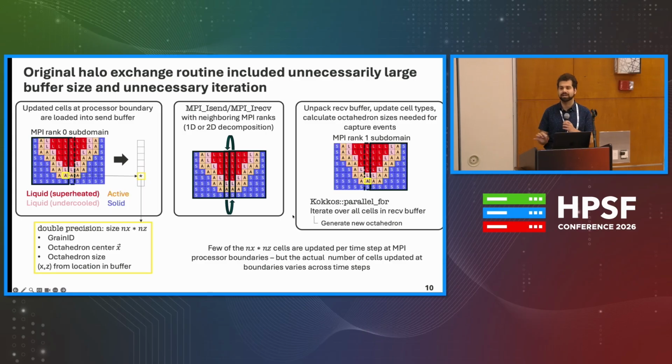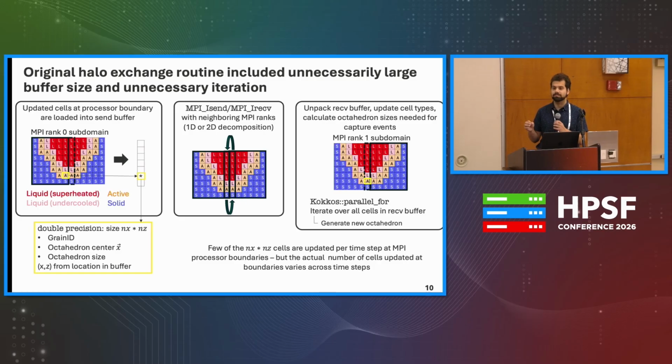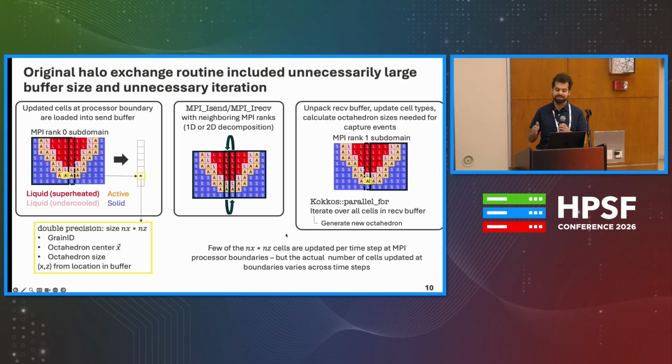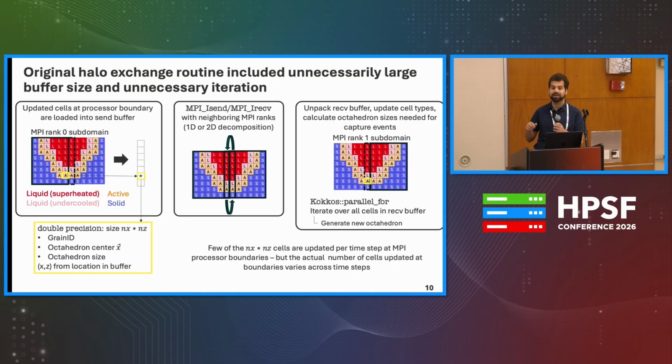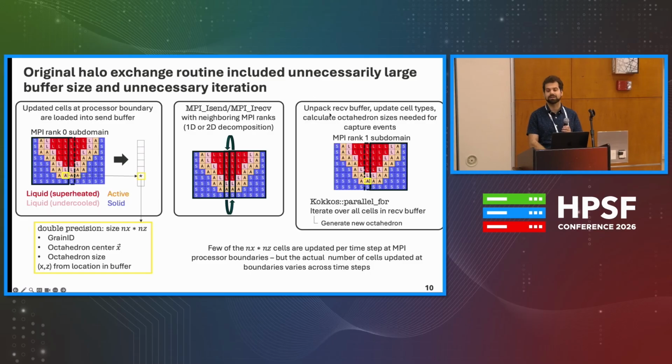The issue here is that, as we saw earlier, not many of these cells are actually being updated per time step. So the fact that we're iterating over all nx times nz of the cells every time step at every MPI boundary, but there's a small but also varying number of those cells that are being updated on a given time step, ended up creating a lot of iteration over things that weren't happening and thread divergence.